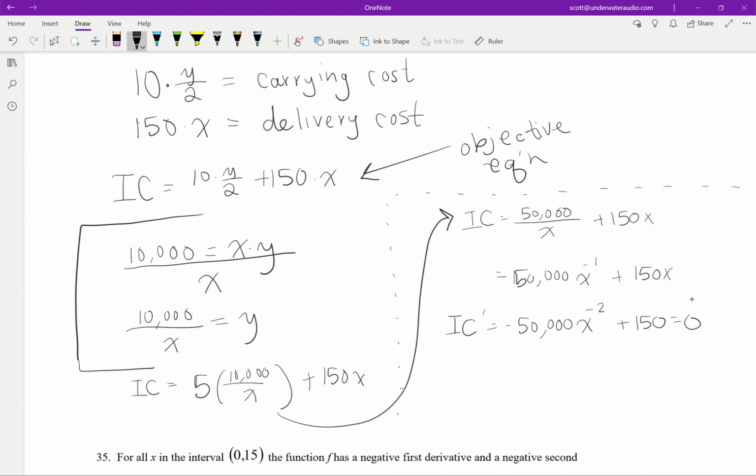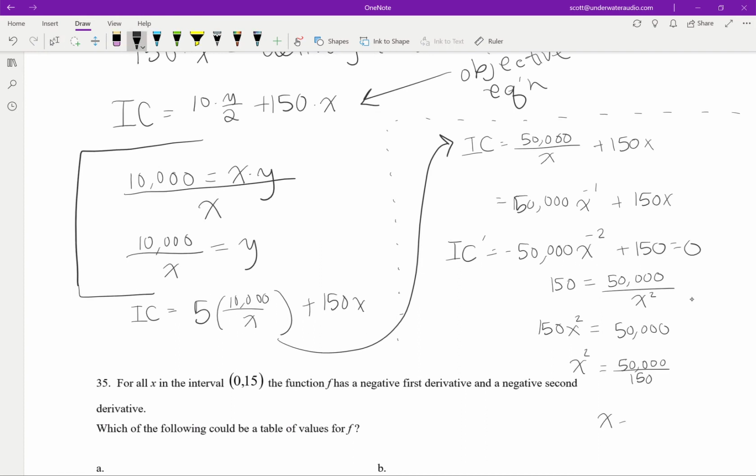So I'm going to add 50,000x to the negative 2 to the other side. So I get 150. And I'm even going to rewrite this as 50,000 over x squared. Then I'll multiply x squared to the other side. And then I will divide by 150. And then I will square root. And I'm going to keep the positive square root because it wouldn't make sense to have a negative number in this case.